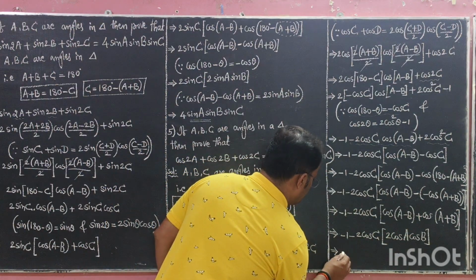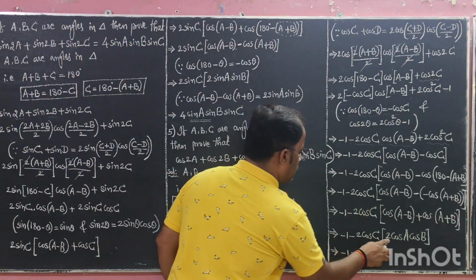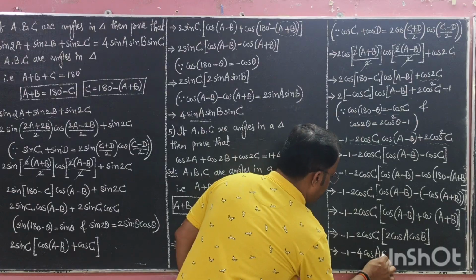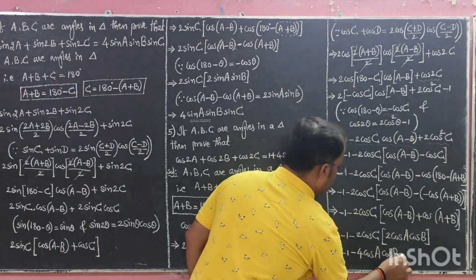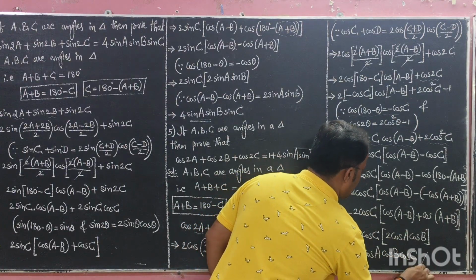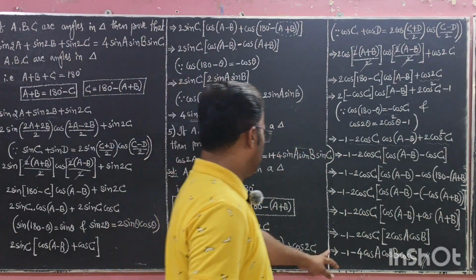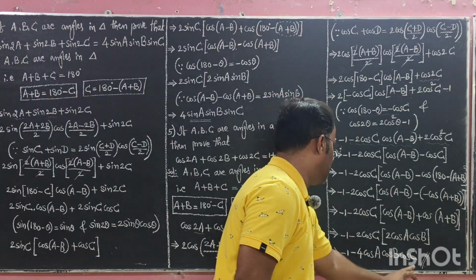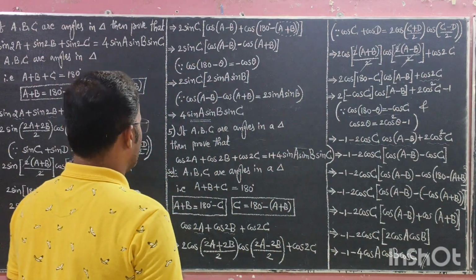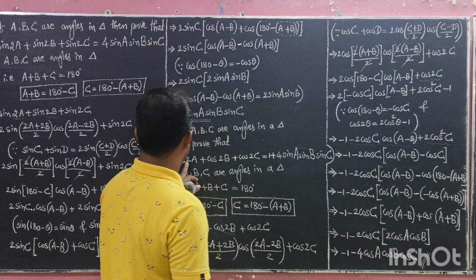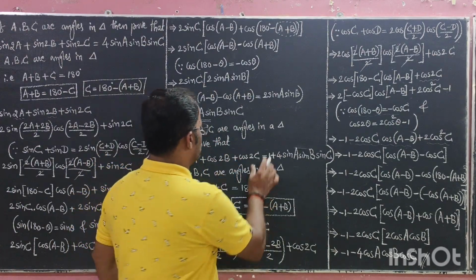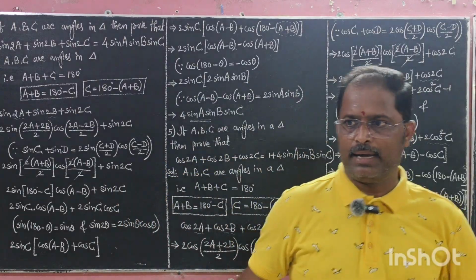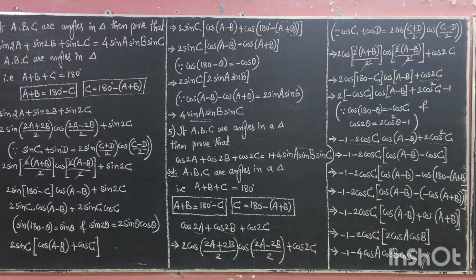So that implies minus 1 minus 2 into 2, which is 4. First of all the A term is cos, the B term is cos, and the C term is also cos. This is the solution. So minus 1 minus 4 cos A into cos B, then the C term. See, here the question is cos 2A plus cos 2B plus cos 2C. So we wrote the wrong answer here: minus 4 cos A cos B cos C.